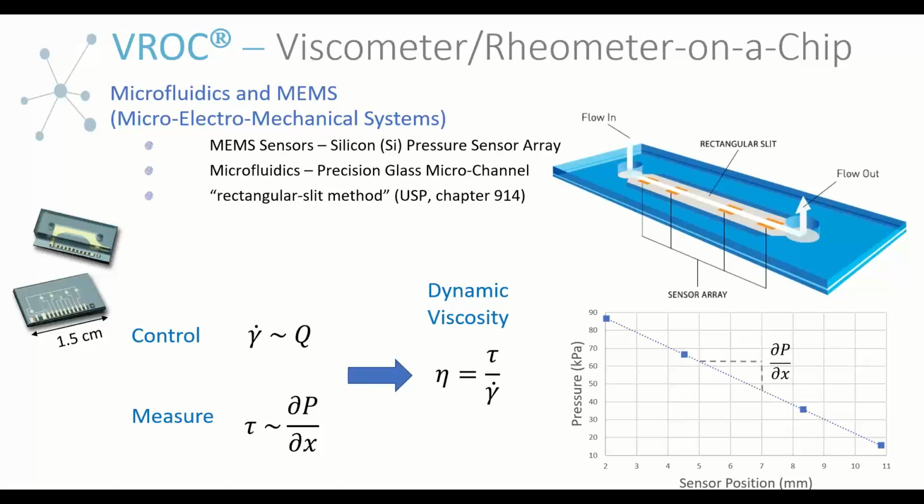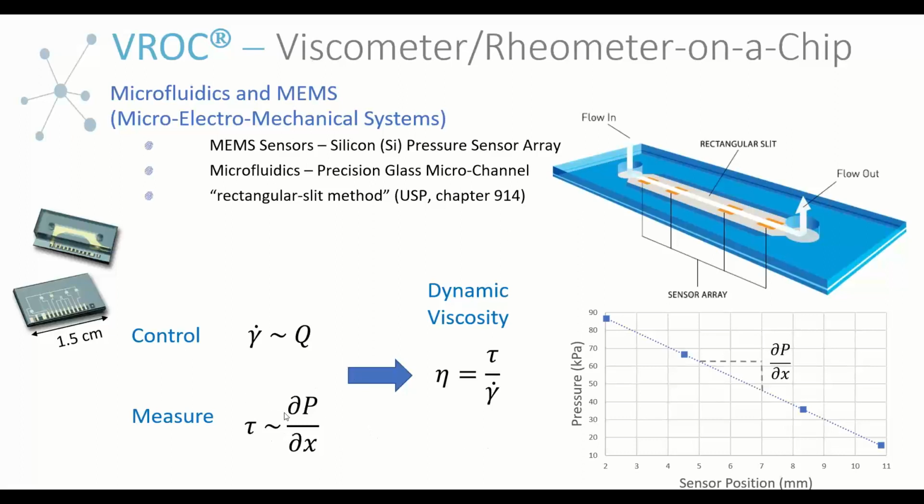It combines microfluidics and MEMS technology in order to measure viscosity via pressure drop along 4 pressure sensors in our rectangular channels. This pressure drop across the 4 pressure sensors can be correlated to the shear stress that the fluid experiences while it is being flowed through our microfluidics channel.